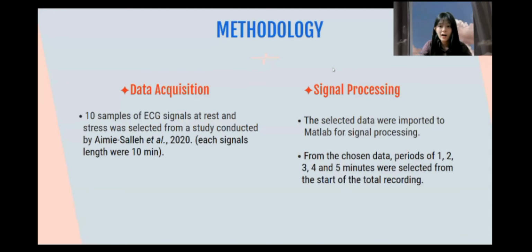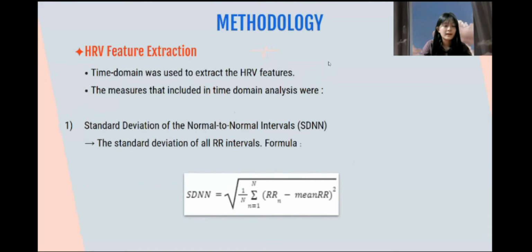From the chosen data, periods of 1, 2, 3, 4, and 5 minutes were selected from the start of the total recording. Next, for the HRV feature extraction, the time domain was used to extract the HRV features. The measures included in the time domain analysis were, first, the standard deviation of the normal to normal intervals, which we call SDNN, and this is the formula of the standard deviation of all RR intervals.